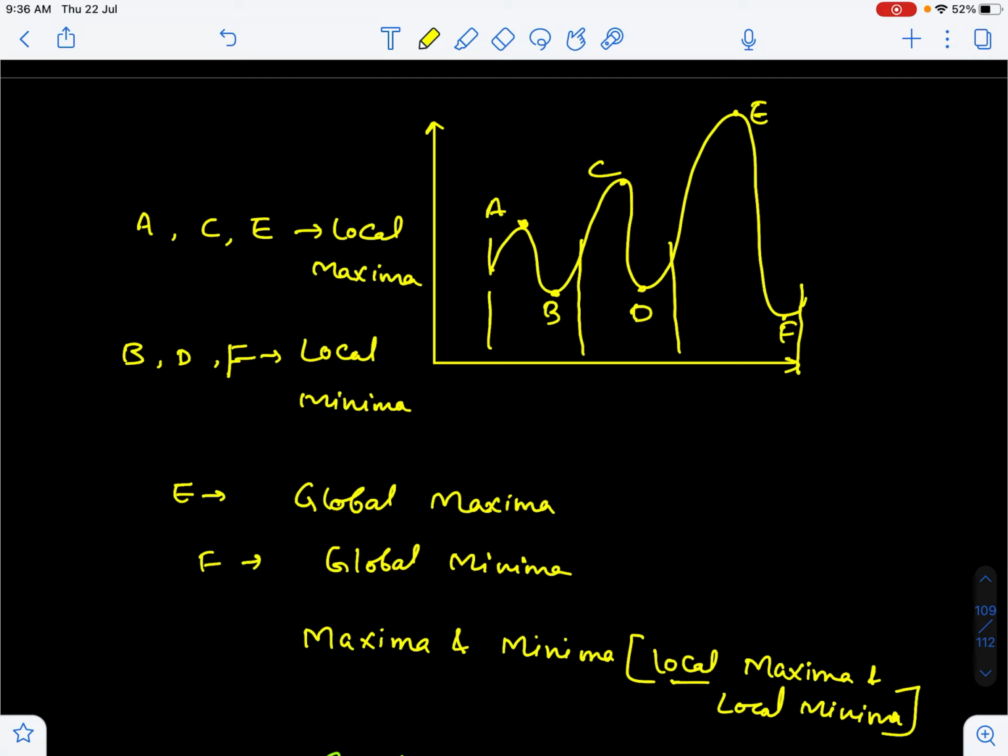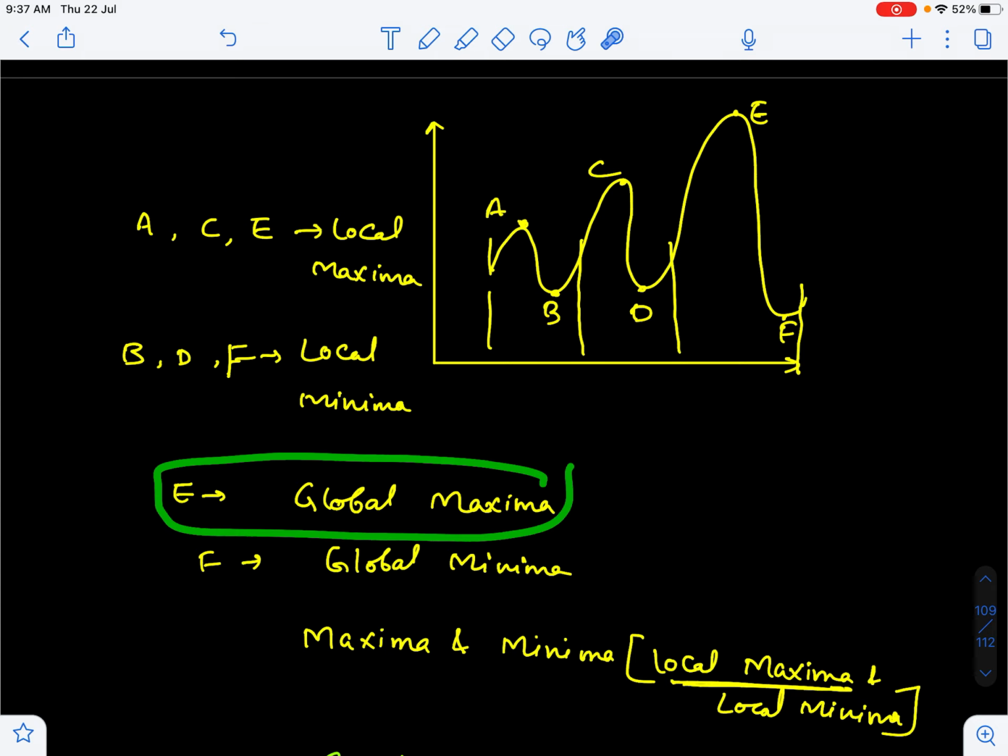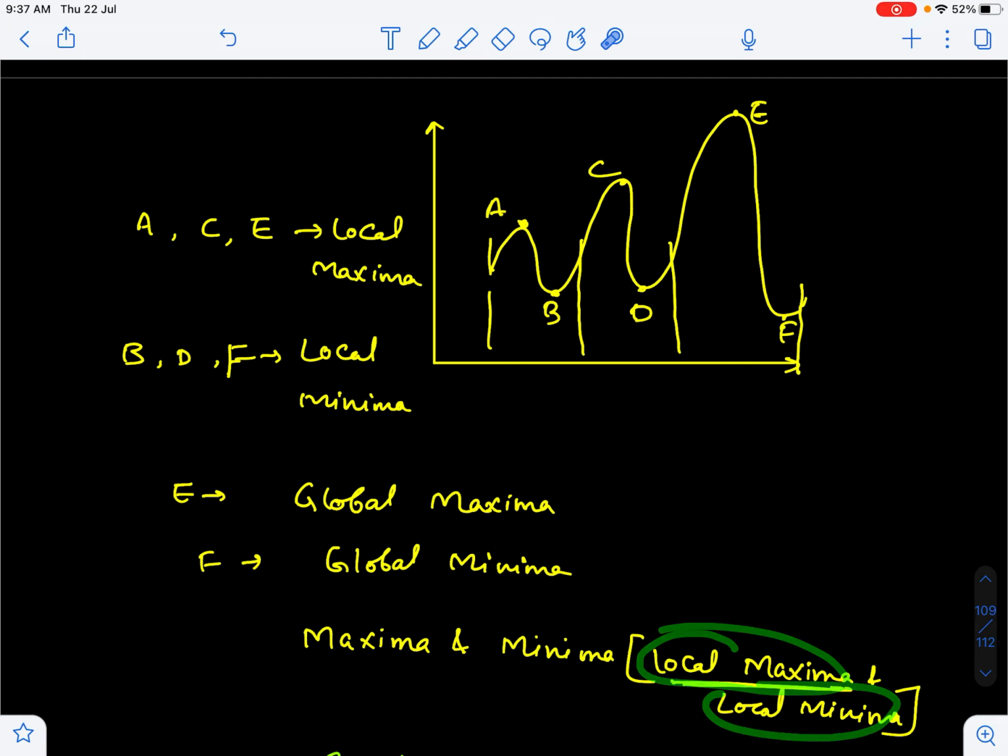It may happen that sometimes your local maxima is also the global maxima, like in this interval, this is the local maximum for this interval, but for the entire function it is the global maximum. We do not have to bother about global maximum, because global maximum is a different approach. So maxima and minima give you the points of local maxima and local minima.